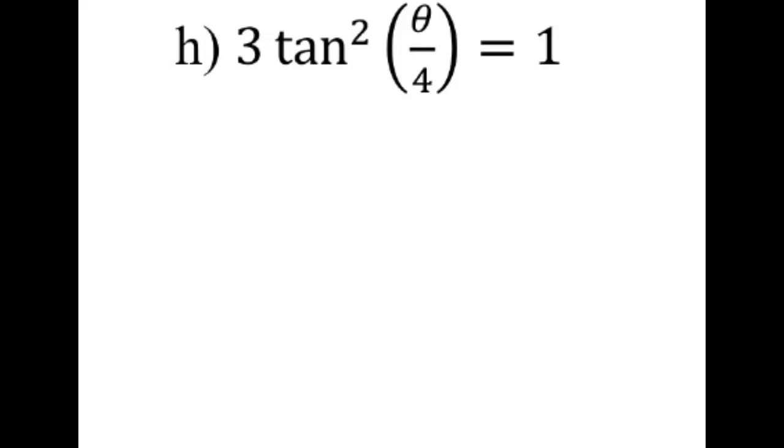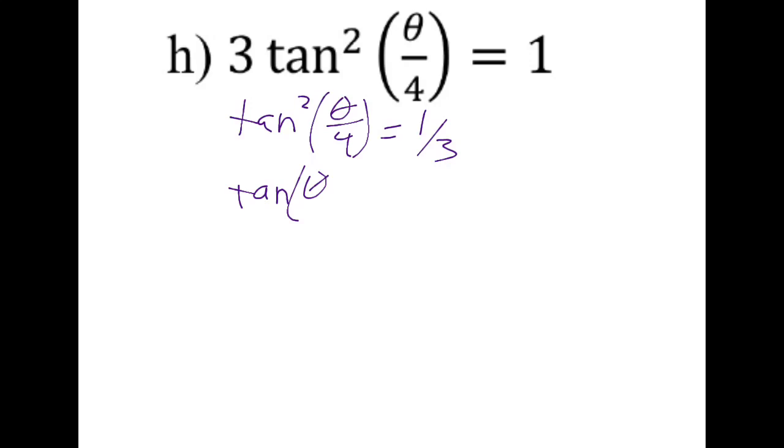Okay, so we want to know where 3 times the tangent of theta over 4, quantity squared, is equal to 1. Well, the idea is again the same. Let's get the tan of theta over 4 by itself. So we need to divide both sides by 3 to get tan squared theta over 4 equals 1 over 3. And then let's take the square root of both sides to get tan of theta over 4 equals 1 over the square root of 3, which you should recognize as root 3 over 3 when you rationalize it.